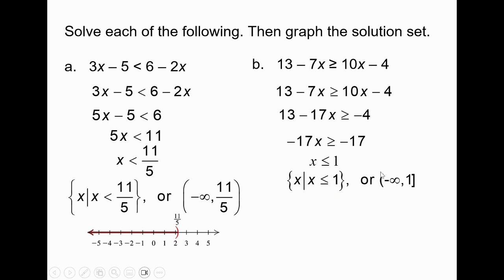Notice, negative and positive infinity are always denoted with a parenthesis. But it's less than or equal to, so it's a bracket as opposed to a parenthesis. These were parentheses because it was just less than, strict inequality; less than or equal to, it's a bracket. And then he graphs it with a bracket, all the values that are less than or equal to 1, all the way out here to negative infinity. That's how you see it in interval notation.